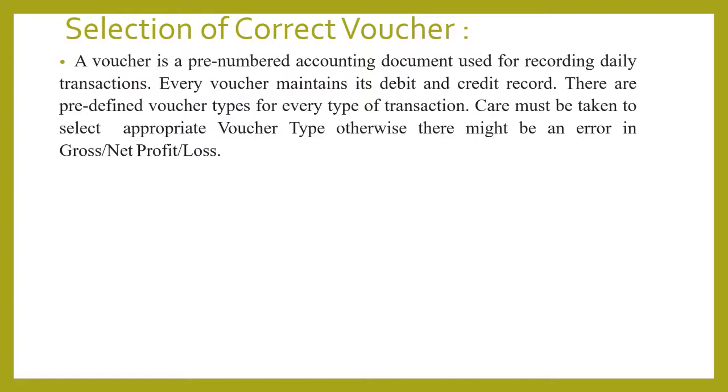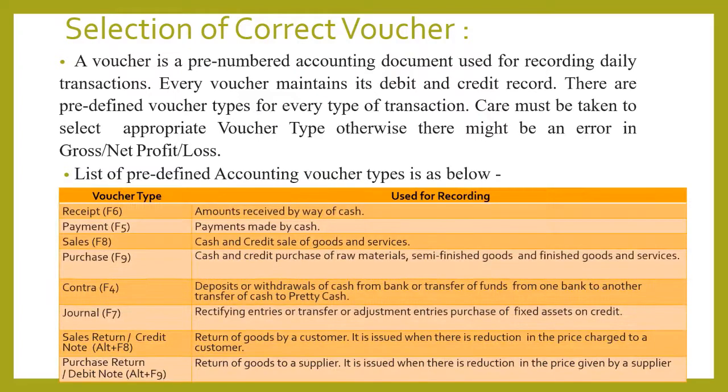But care must be taken to select the appropriate voucher type, otherwise there might be an error in the gross or net profit or loss. That means if the voucher entry goes wrong, then maybe it goes to the loss of the company. Directly at the year end, it will show you the loss of the company instead of profit. Now there is a list of predefined accounting vouchers in Tally. The list is as below.